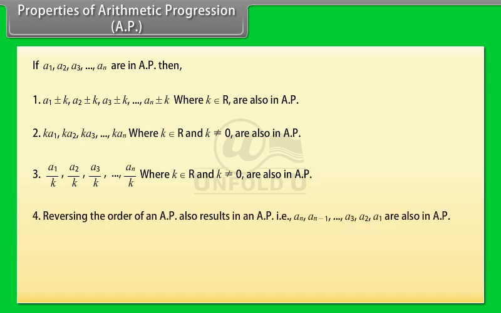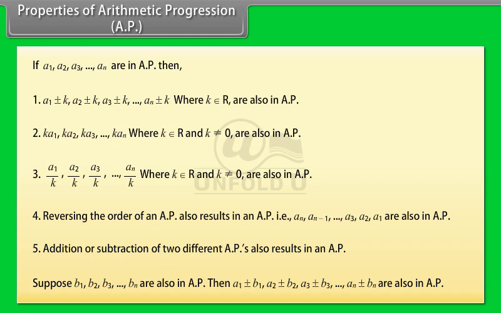Reversing the order of an AP also results in an AP, that is, an, up to a3, a2, a1 are also in AP. Addition or subtraction of two different APs also results in an AP. Suppose b1, b2, b3 up to bn are also in AP. Then a1 ± b1, a2 ± b2, a3 ± b3 up to an ± bn are also in AP.